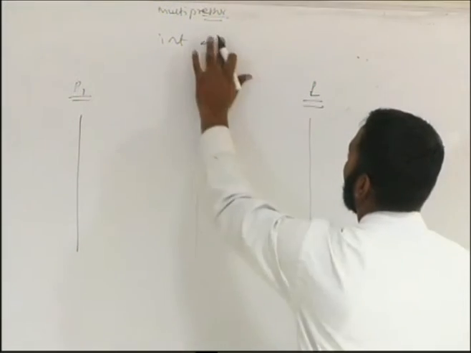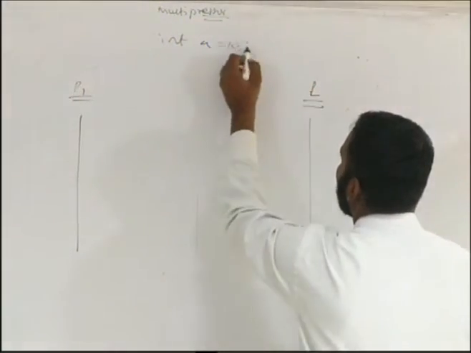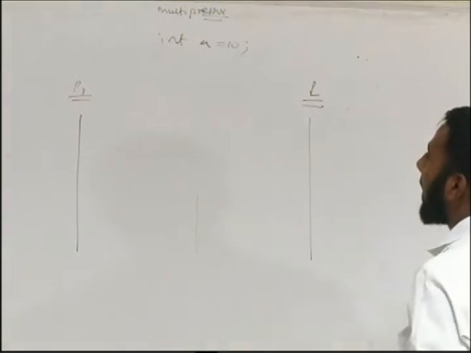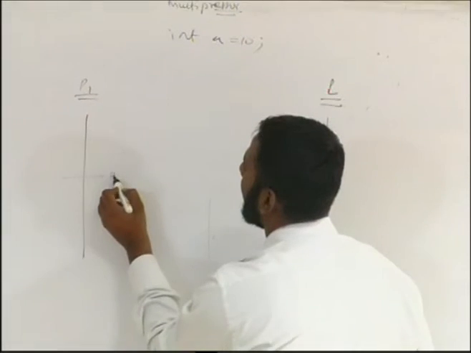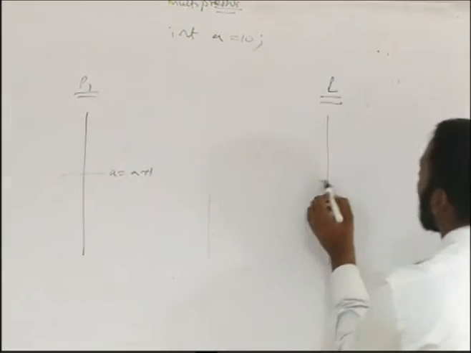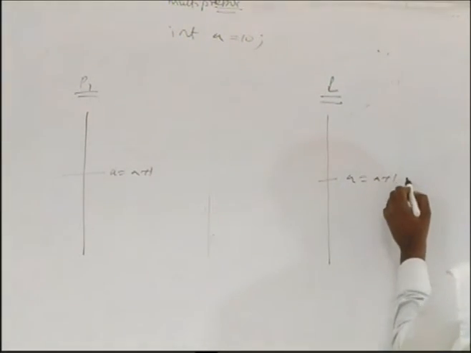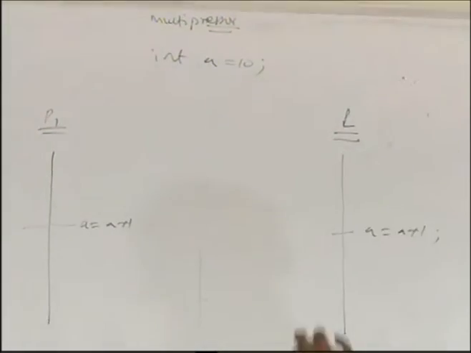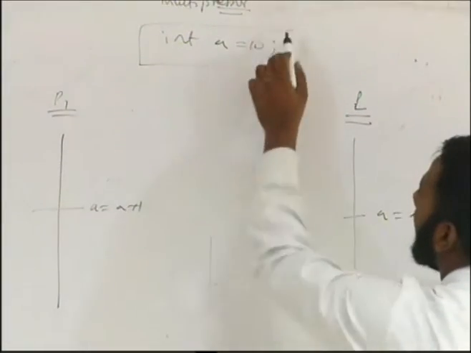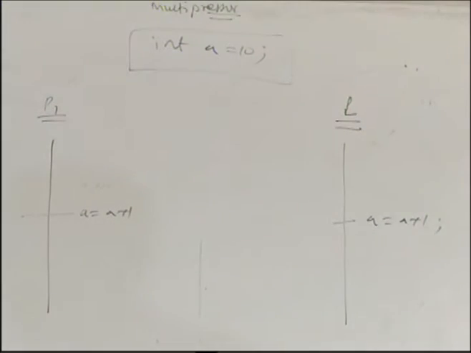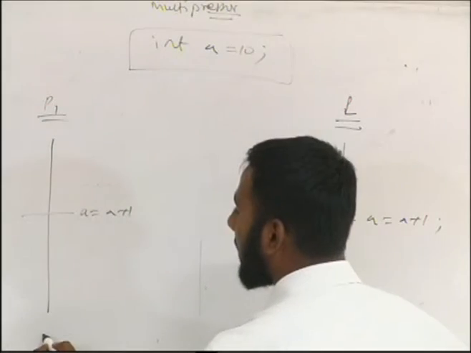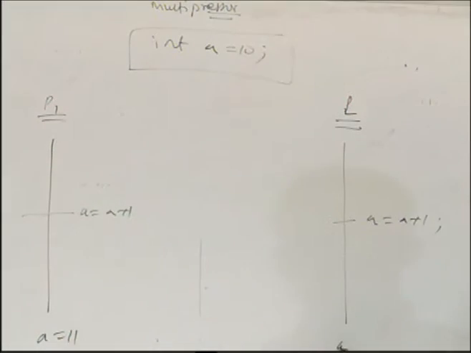Now the value of A is 10. Suppose process P1 is incrementing the value of A by 1, A = A + 1, and process P2 is also incrementing the value of A by 1. But because it is shared, when both of them try to access this variable, both of them will see the value of A to be 10, and it will increment the value of A to 11, and this will also increment it to 11.